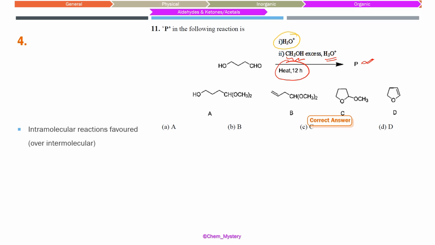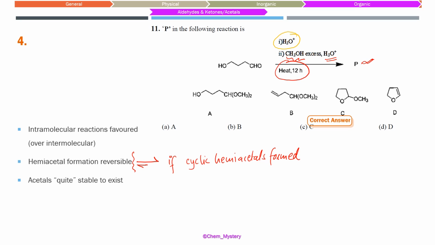But if this is a cyclization reaction, then this hemiacetal formation can be moved in the forward direction. Hemiacetal can be stabilized. So while hemiacetal formation is reversible, it can be shifted into the forward direction if cyclic hemiacetals are formed. And the third point is, acetals which are formed can be quite stable and can exist in the given solutions.